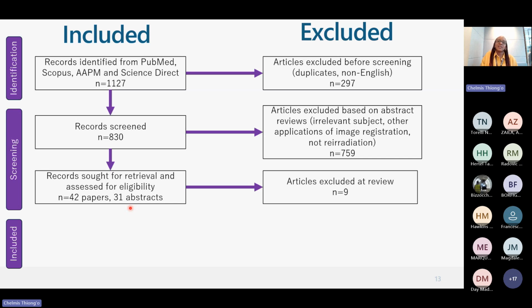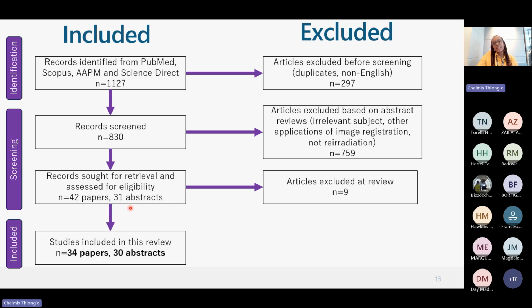One was an abstract which had missing information, and 8 papers were excluded because they used image registration and they were in the re-radiation setting, but they were not mapping dose across different treatment courses. So what we ended up with was 34 papers and 30 abstracts, and 8 of these abstracts went on to full papers.